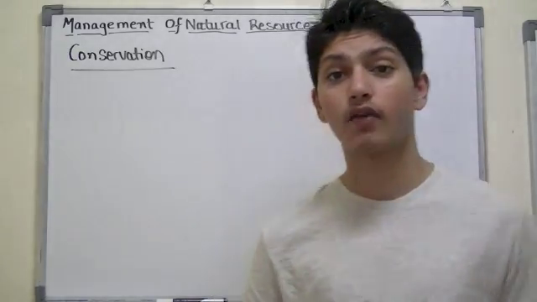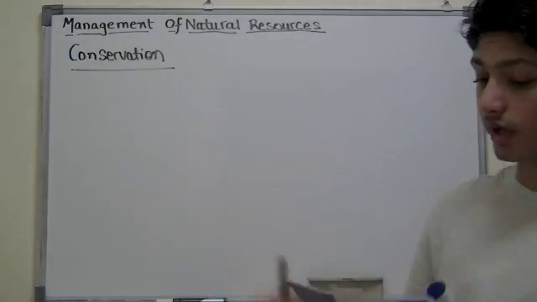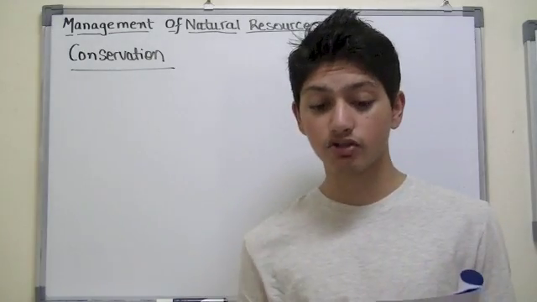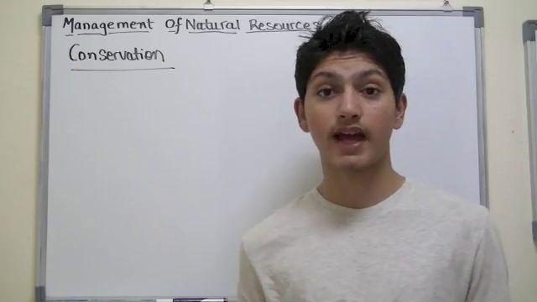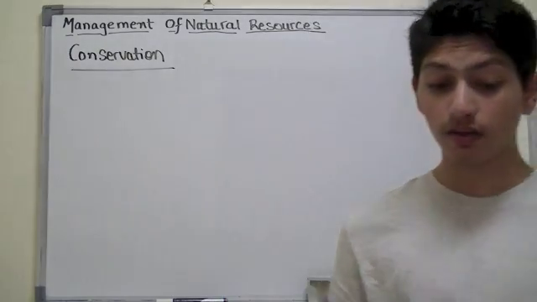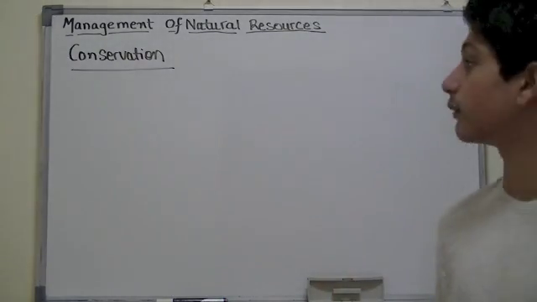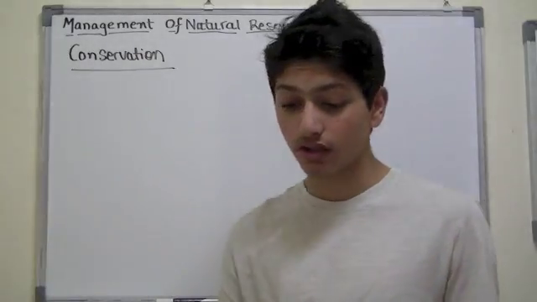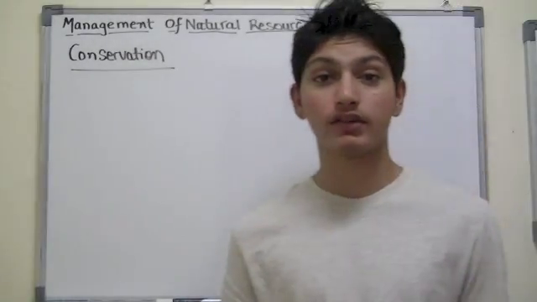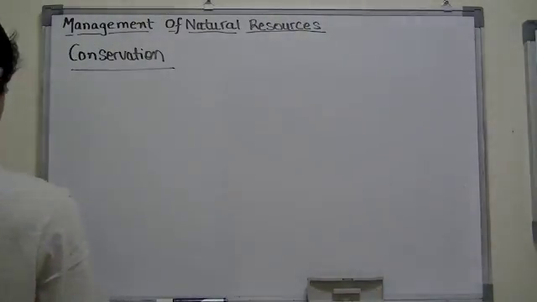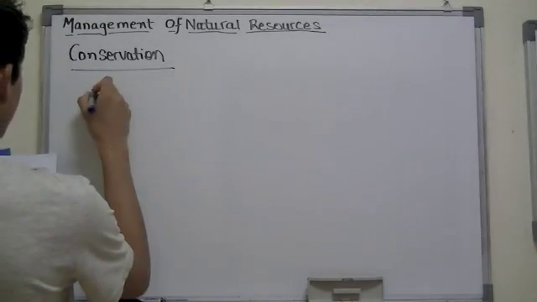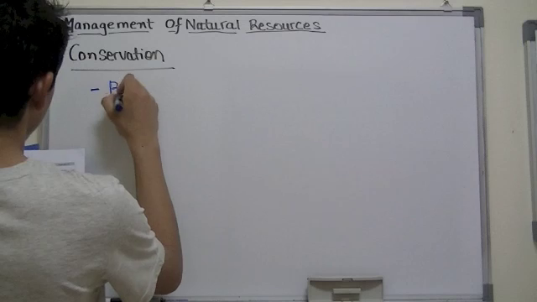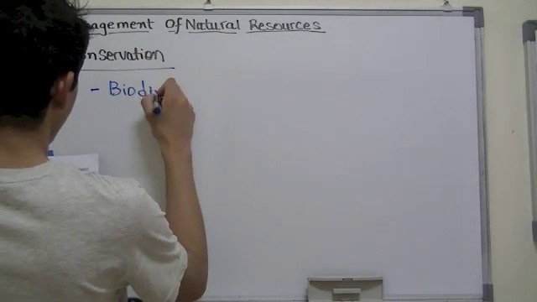Now the third point that I want to elaborate on is that conservation is the most efficient and most beneficial utilization of natural resources. Okay, now the fourth point, the last one, is that the main aim of conservation is to preserve the biodiversity. I just want to write it down because it's the main aim of conservation: biodiversity.